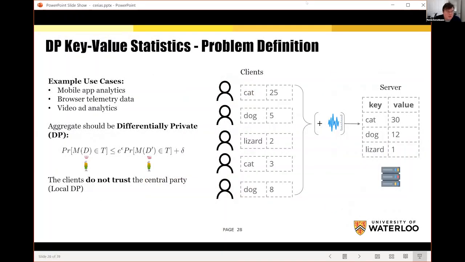So here we have a computation where we want to collect key value statistics. Also a problem that very frequently is solved using local differential privacy, and there are many values for this. So here we have a number of clients, they have a keyword and they have an associated value. And the server wants to compute, for example, in most cases what we consider the mean or the sum or some statistic about the values per keyword.